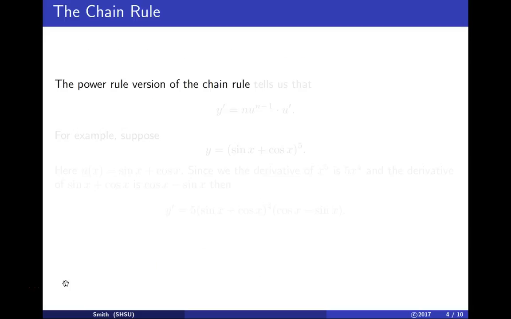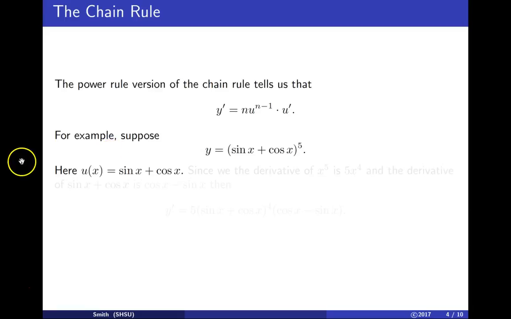The power rule version of the chain rule again says that y prime is n u to the n minus 1 u prime. So let's do an example. If, for example, y is sine of x plus cosine of x to the fifth power, notice here that we have something more complicated than x that's raised to the fifth power. Then u is this sine of x plus cosine of x, this inside part.